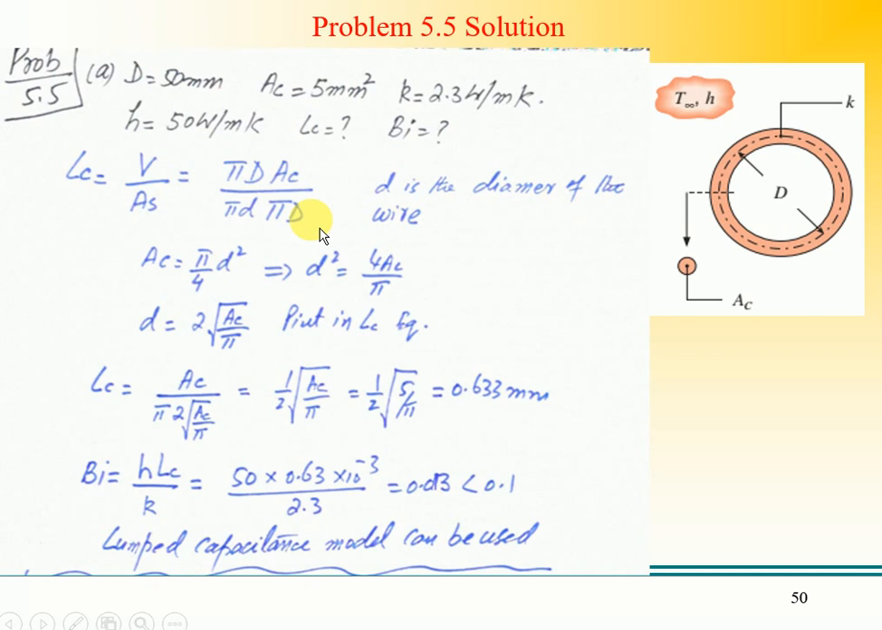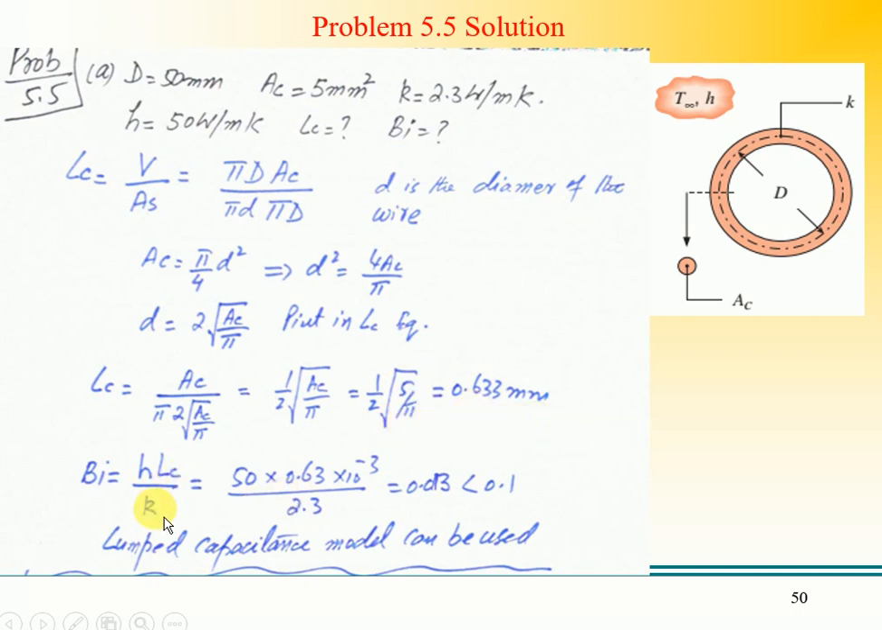So the surface area is pi D times pi d. So now what is d? Because we have been given the cross-sectional area. So Ac is equal to pi by 4 d square, right? And d square is equal to 4 Ac by pi, right? And d is equal to 2 times the square root of Ac by pi. I put this value into the given equation, and then Lc is equal to, of course, this pi D cancels. Lc is equal to half the square root of Ac by pi, which is equal to half the square root of 5 by pi, which is 0.633 millimeters.